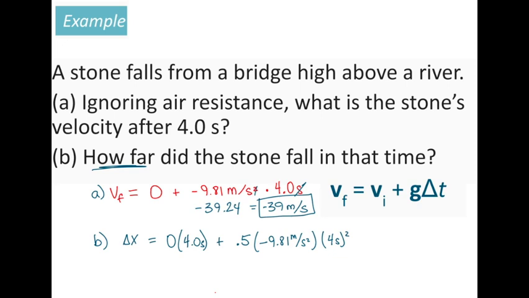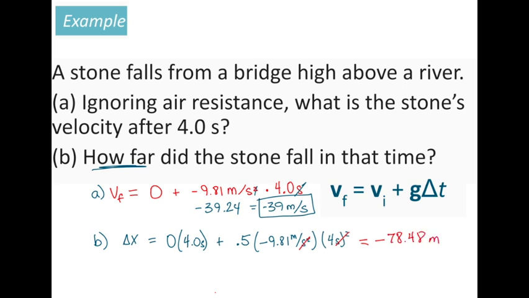So units, good question on units. I have seconds squared here, and it's going to cancel out with seconds squared there. So I'm going to end up with meters, which is how far, right? When you do this, you should get approximately negative 78.48 meters, all right?